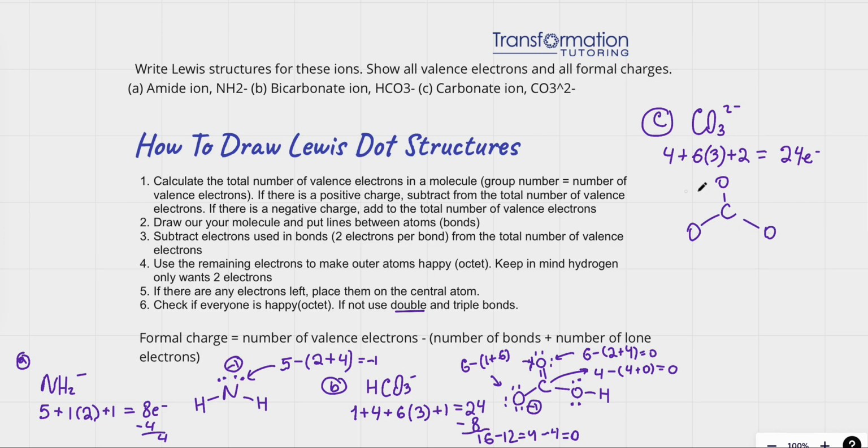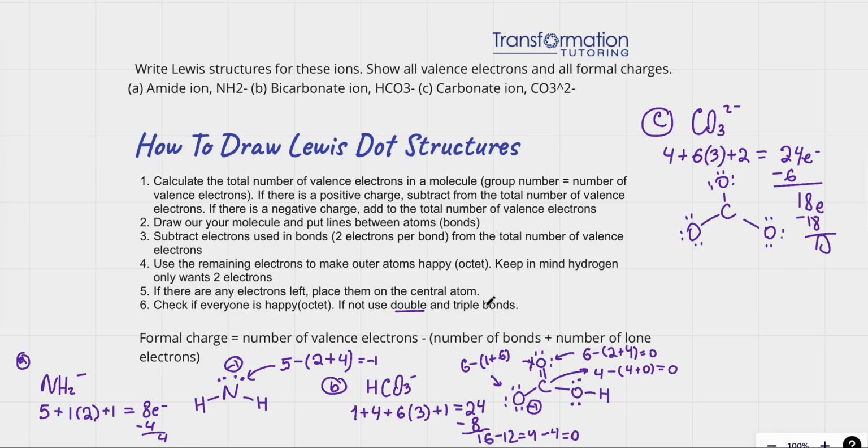And what we're going to do now is we are going to subtract electrons used in bonds. We have 3 bonds, 2 electrons each. 3 times 2 is 6, so we have to subtract 6. 24 minus 6 is 18. We have 18 electrons left. Now let's distribute them on oxygens. We will give 6 electrons to each oxygen to make them happy to have an octet, like so. Minus 18. I have 0 left.